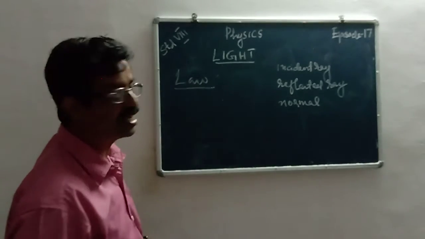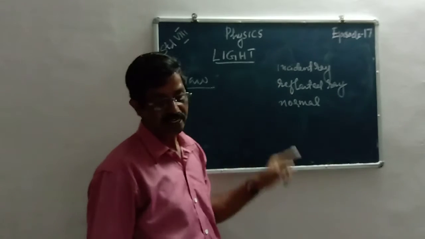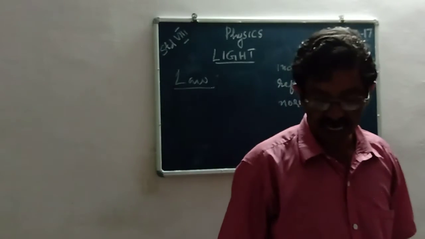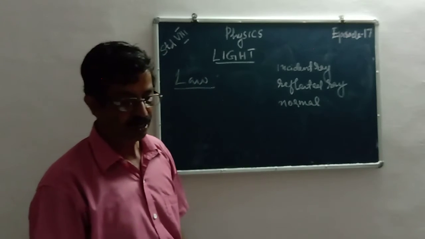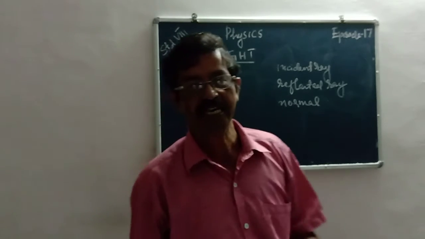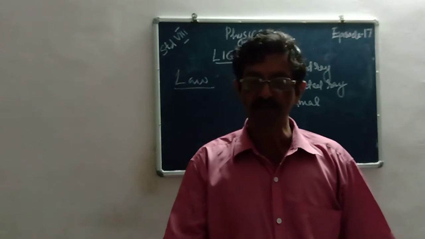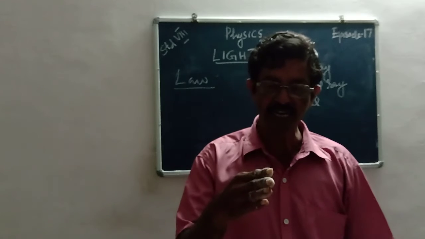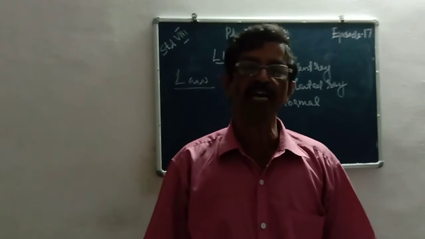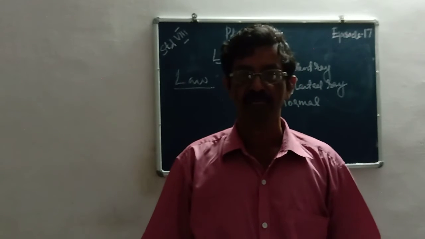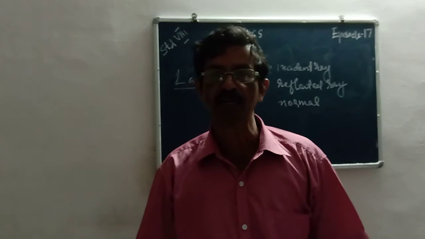Another law of reflection says incident ray, reflected ray and normal all lie on the same plane. Once again, the two laws of reflection: the first one is that the angle of incidence is equal to the angle of reflection.